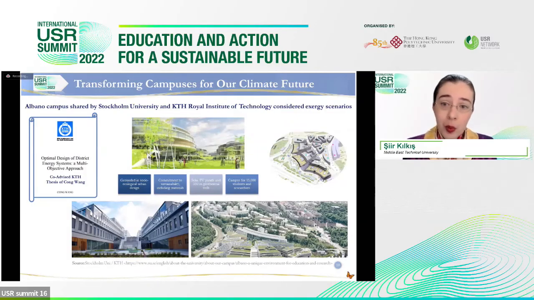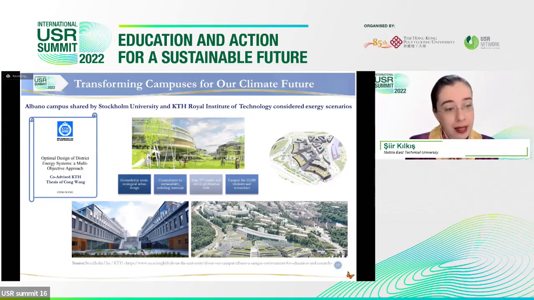Then there's a new part in Stockholm. This is called Albano District. It's shared by two universities, Stockholm University and KTH Royal Institute of Technology. And from the start, this part of the campus was made into a socio-ecological urban part of the campus, with a commitment to sustainability, including the materials for these buildings, the solar photovoltaic panels, and also geothermal energy.